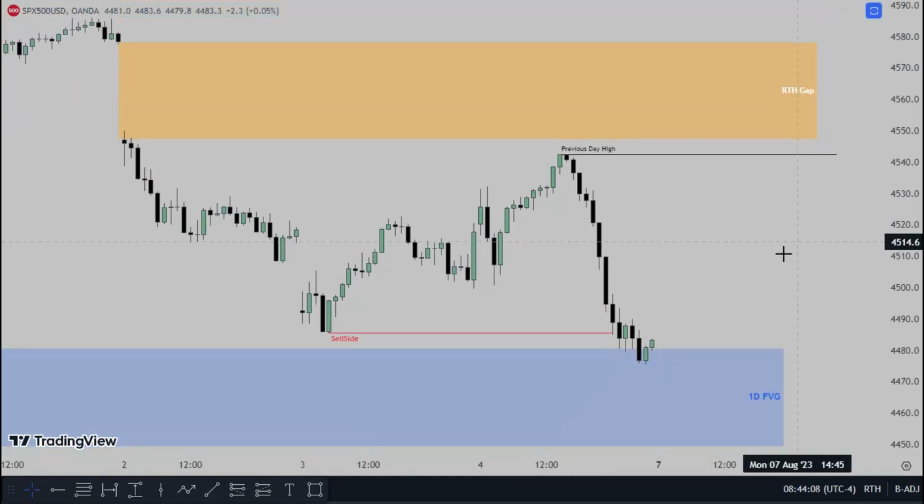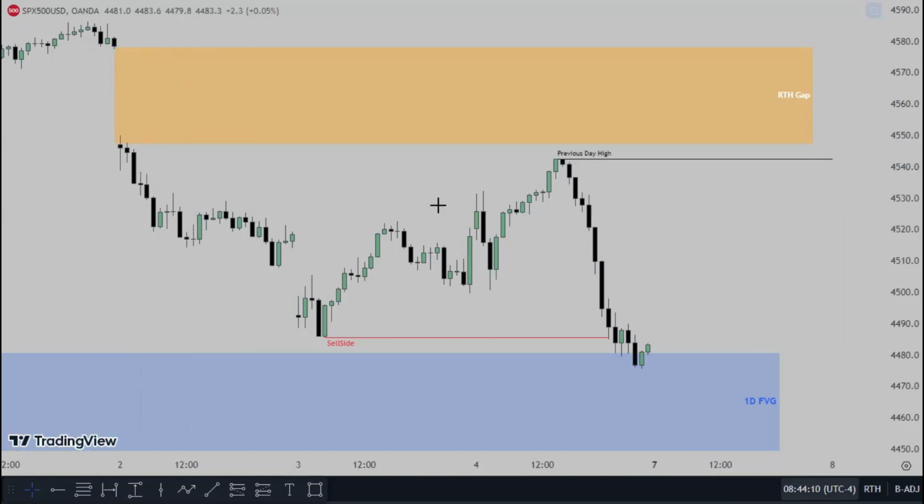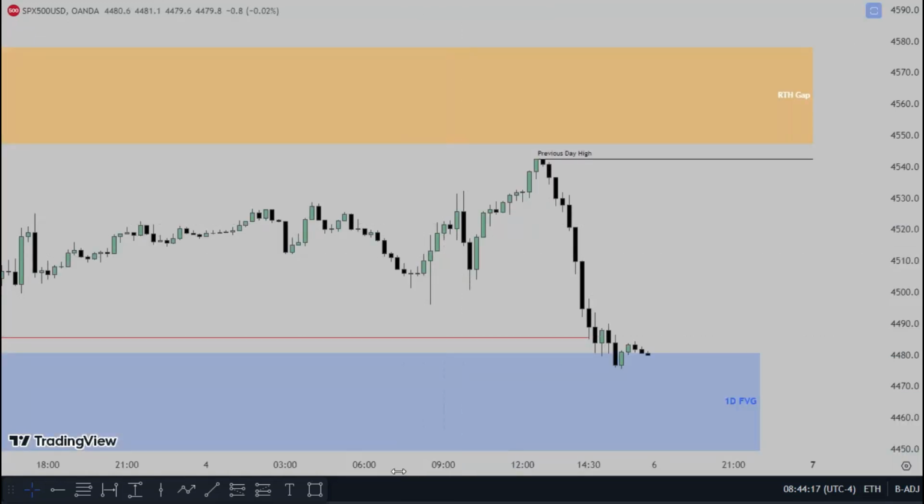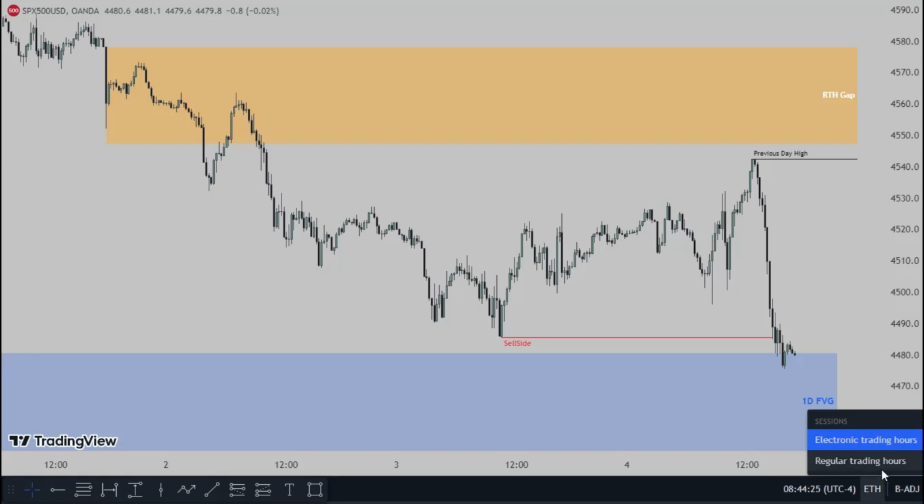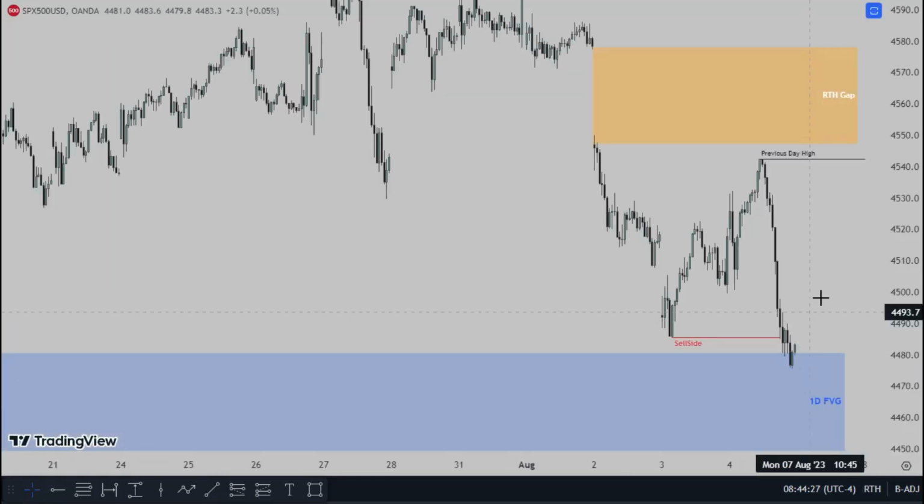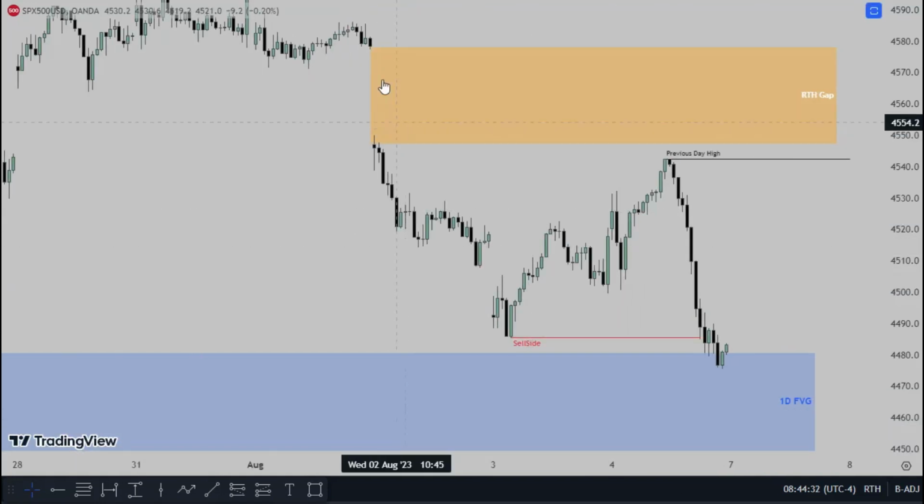and the regular trading hour gap above, right? Because we've got electronic trading hours, which is the full 24-hour range of price movement, and the regular trading is from 9:30 to 4 p.m. New York time, right? So I'll be using the supporting factors for why we're expecting price to reach these zones of inefficiencies and draws on liquidity.